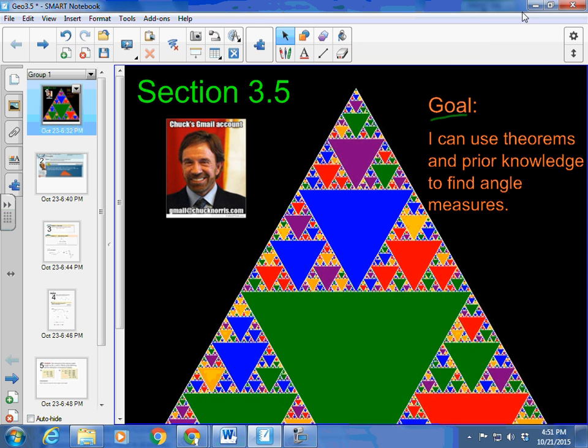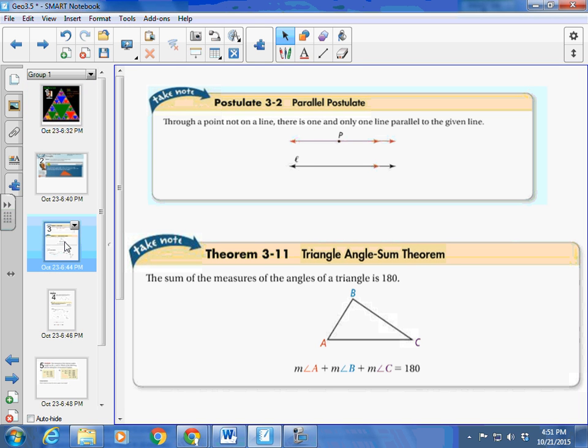But anyway, we're going to start with some theorems, and these theorems, I believe, are all in your notes. We'll go through a couple of them and we'll apply them. There's some really good examples in the section. Some we'll go through, some we will not.